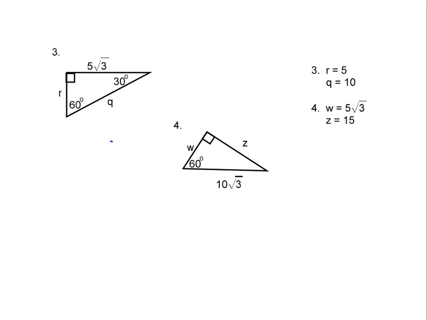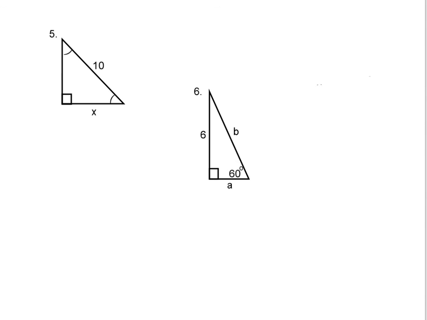Okay, you should have found that R is 5. That was my x side. You should have found that Q was 10. That was my 2x side. You should have found here that if my 2x side is 10 root 3, that means that W is half of that, 5 root 3. And Z is 5 root 3 times root 3, which is 5 times 3, which is 15.